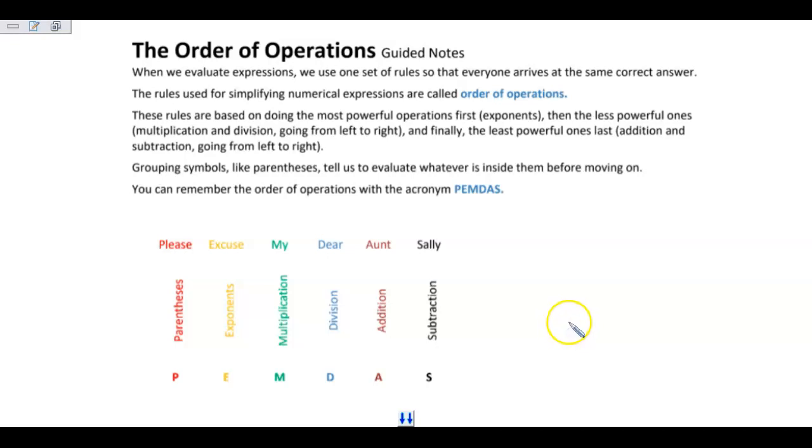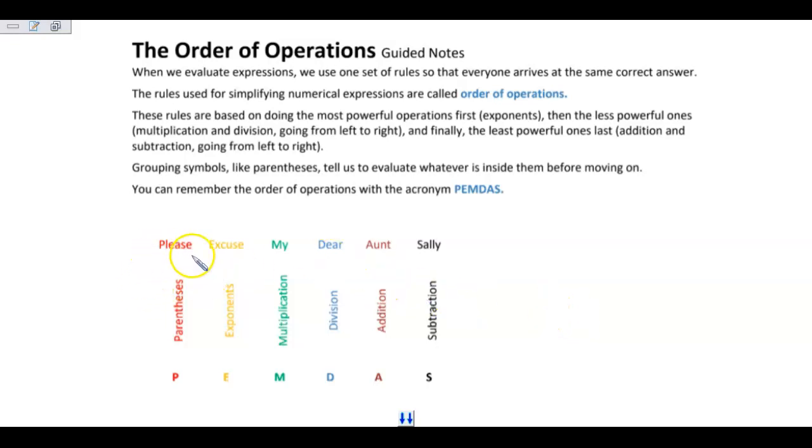Then the less powerful ones, multiplication and division, going from left to right. And finally, the least powerful ones last, addition and subtraction, going from left to right. Grouping symbols like the parentheses tell us to evaluate whatever is inside of them before moving on. You can remember the order of operations with the acronym PEMDAS. This is something you've probably heard before.